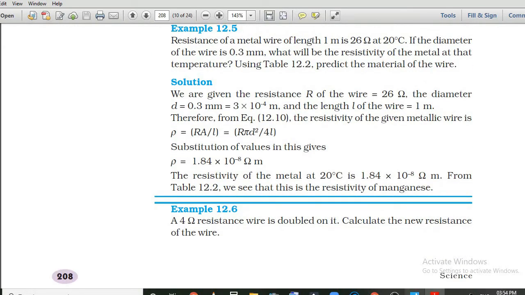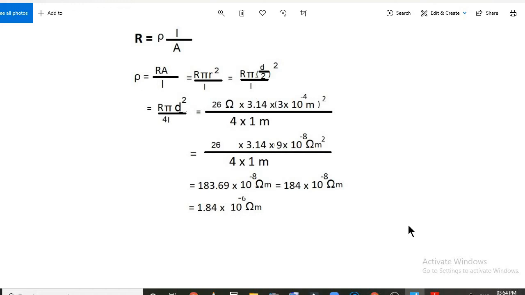Let us see here. I have written the answer for you. What is the equation? R is equal to rho L divided by A. Therefore, rho is equal to RA divided by L. R is the resistance, L is the length. Both of the values were given in the question itself. Then area of cross section. Area of cross section is not given in the question.